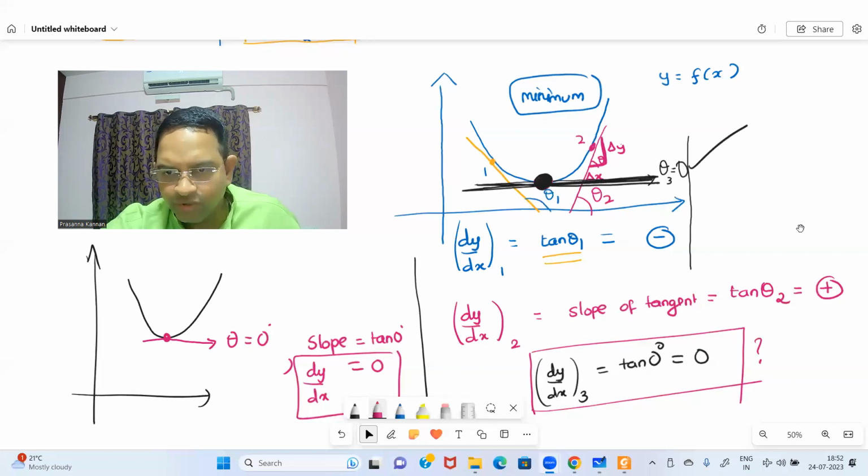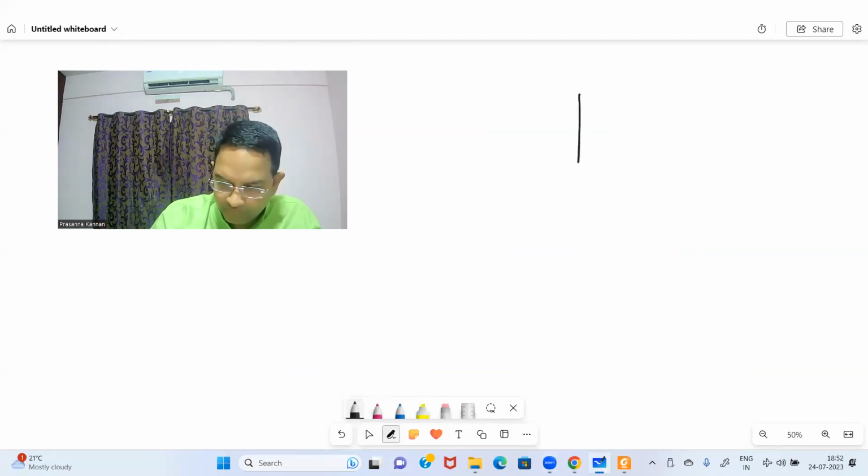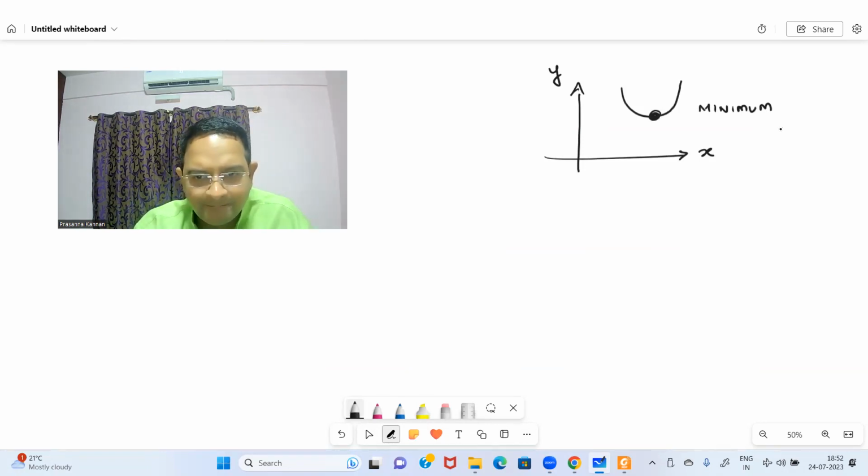Let me explain once more what I said quickly. Very simple, guys. You have X, you have Y. If I draw a graph, what is this point called? Is it called minimum or maximum? Minimum. All that I'm saying, only one thing, is that at this point the slope is 0. Is it true or not?